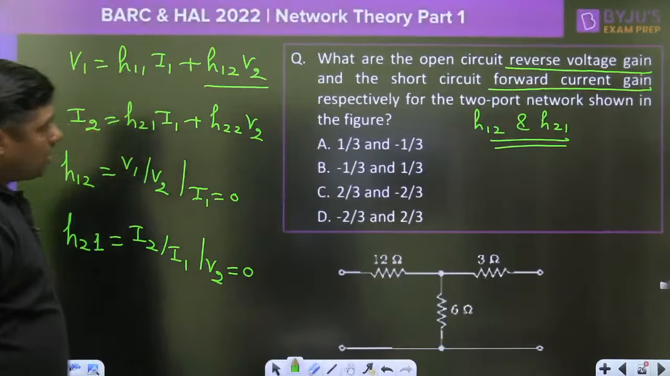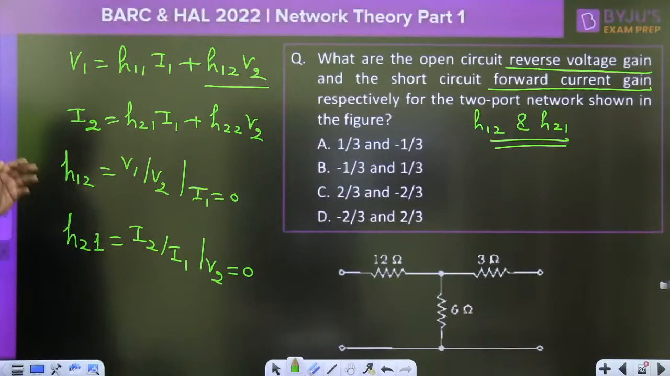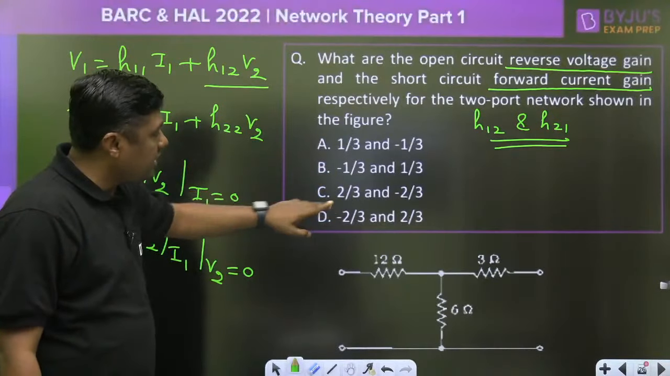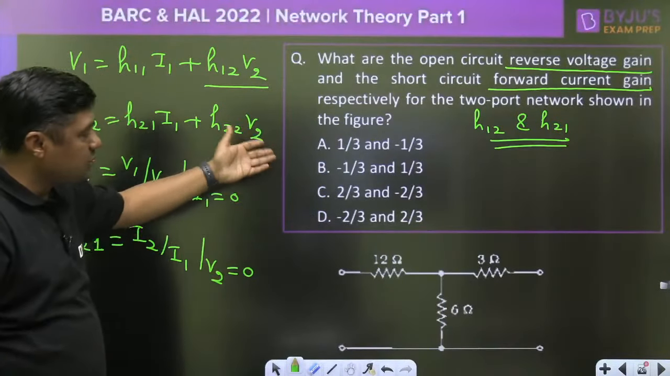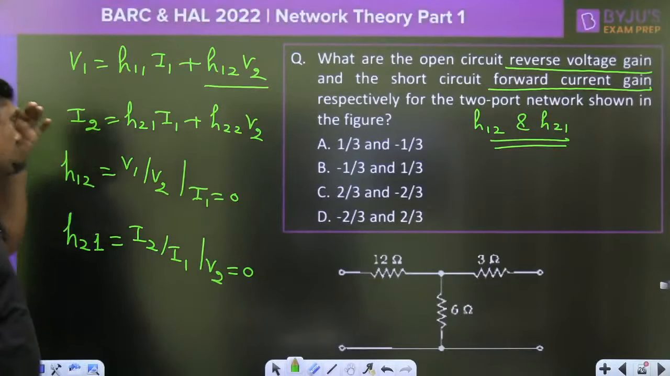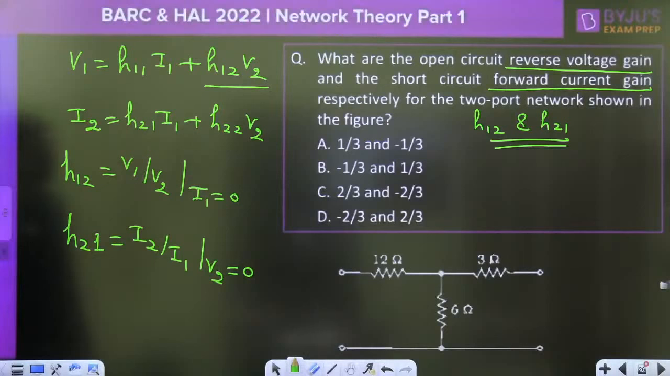And right now, this is a very, very easy question. Please watch this: 1 by 3, minus 1 by 3, 2 by 3 and minus 2 by 3. We have different answers, one is positive, one is negative. Calculate any one parameter and you will get the right answer for this particular question.